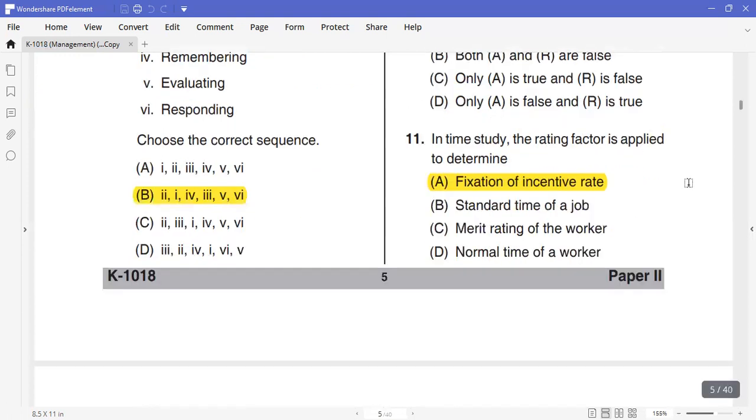Now let us go to the 11th question. In time study, the rating factor is applied to determine the fixation of incentive rate. So the incentive rate is fixed by using the time study. So therefore, the correct option is A.